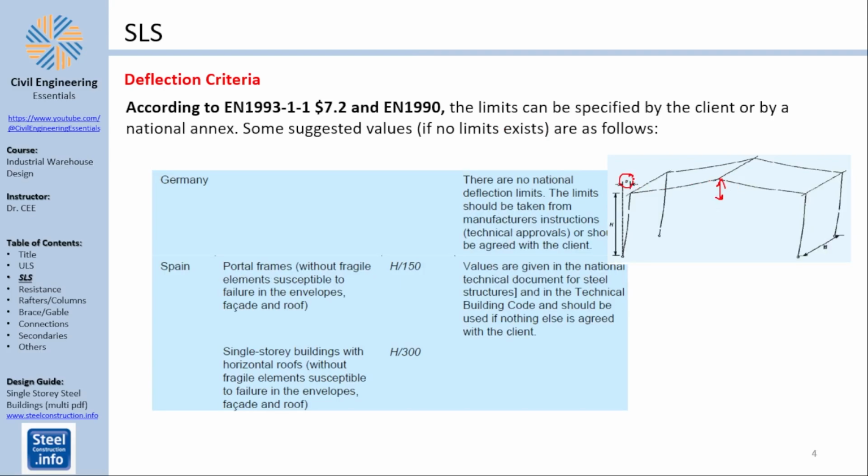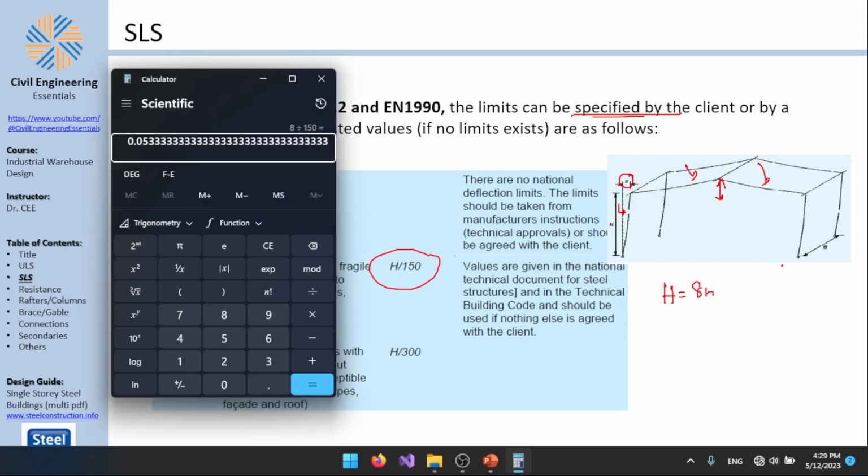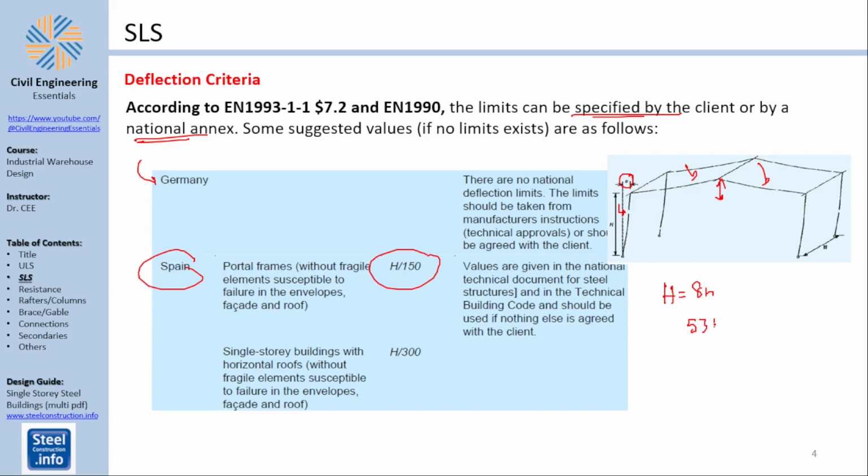As for the horizontal deflection, the Eurocode basically doesn't say anything. It says it's about the client and the national annex. So well, we check the national annex. Germany has nothing. Spain, for example, says that for a portal frame without fragile elements susceptible to failure in the envelope, so there is nothing that is dangerous on the facades and the roofs, you have H over 150. So if your H is 8 meters, then your maximum displacement is 50 or 53 millimeters, which is kind of cool.